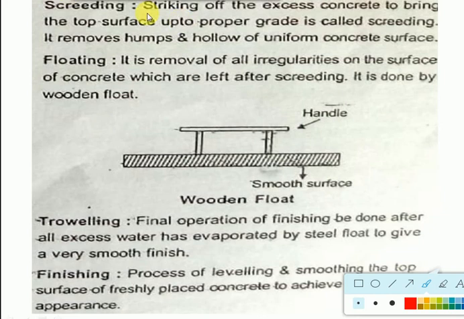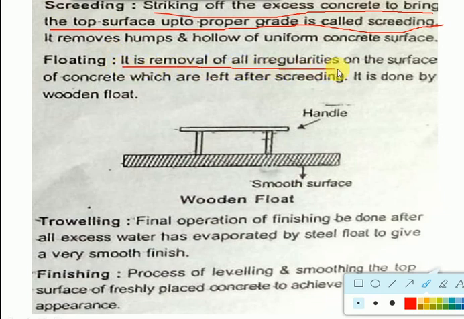Screeding is nothing but striking off the excess concrete to bring the top surface up to proper grade. Screeding is nothing but using some material or flat surface to make all the concrete flat, right? That is screeding. Floating is nothing but the removal of all irregularities on the surface.